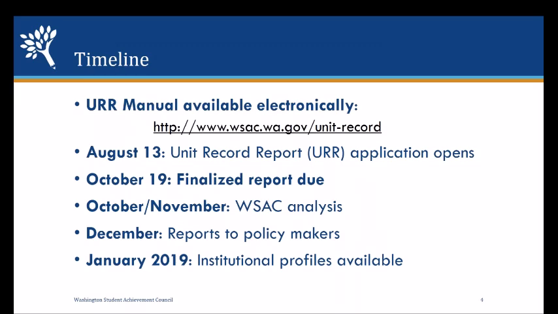This is the timeline that we're looking at. The unit record manual is available electronically now, and the URL where it can be found is listed. You can get to any of our manuals from the wasac.wa.gov. The unit record is opening August 13th. That's Monday. I can hardly believe it. So keep that in mind.